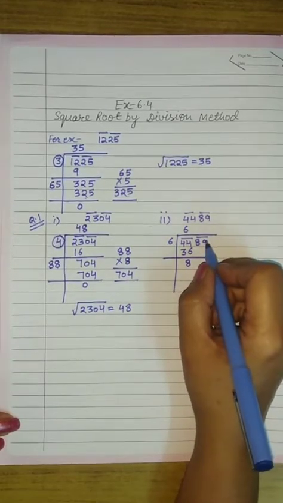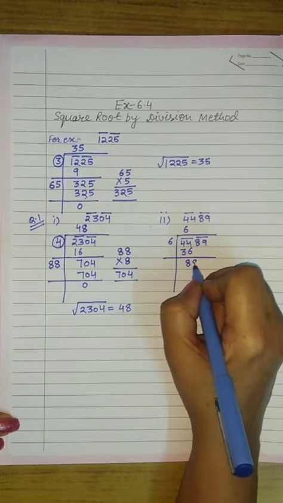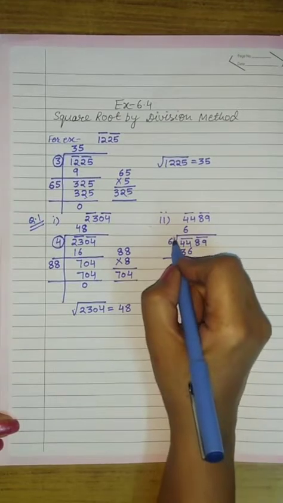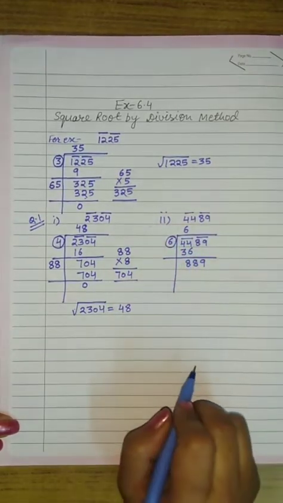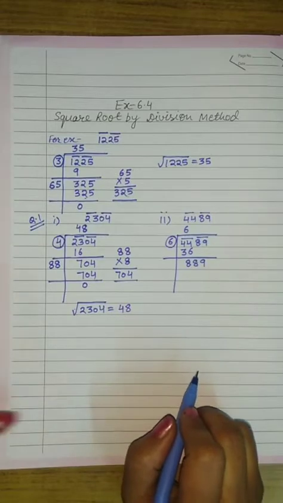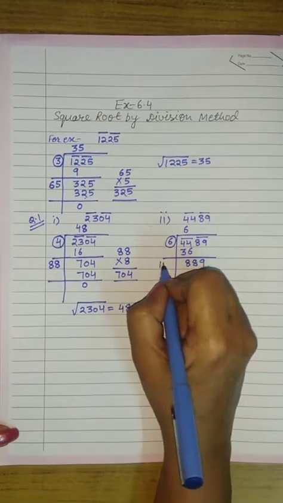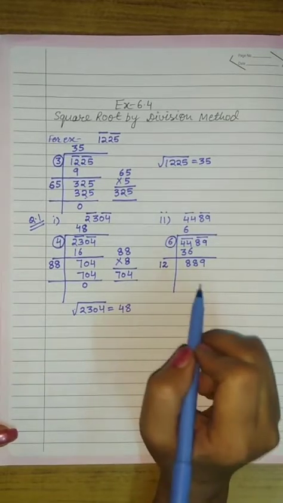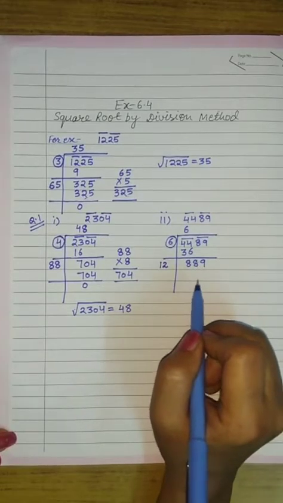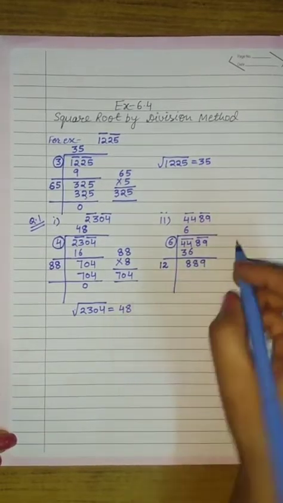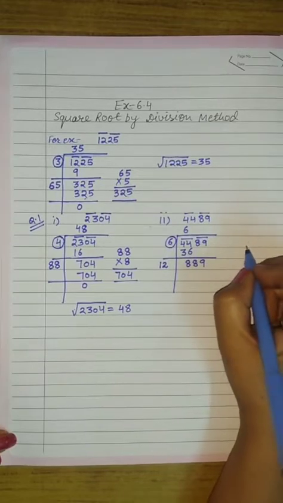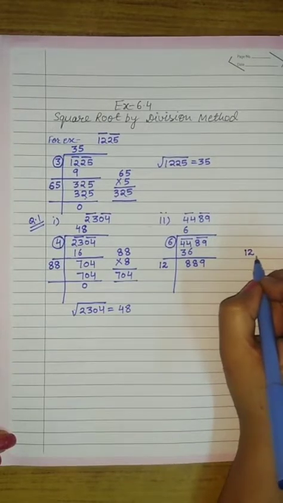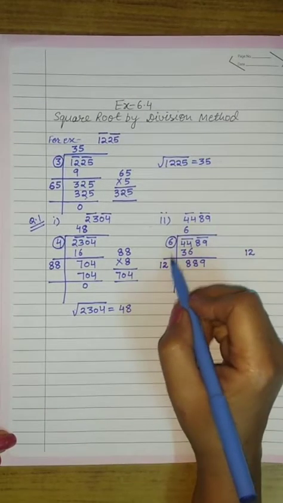Then taking down the digits under next bar, that is 89. Our new dividend is 889. Again we are doubling the divisor. So 6 2s are 12. So our next divisor will have on left side the number 12. Now we have to again think of a number which on multiplying itself gives a number equal to the dividend. So first of all we will write 12, which we got on doubling the divisor.